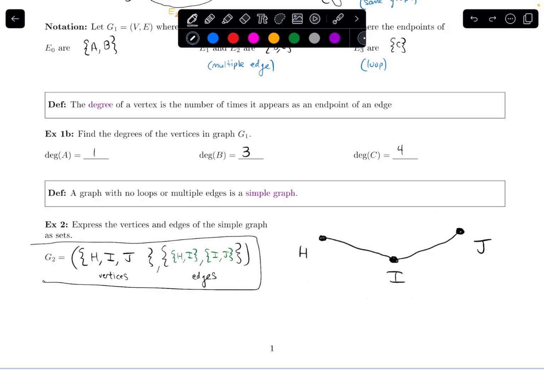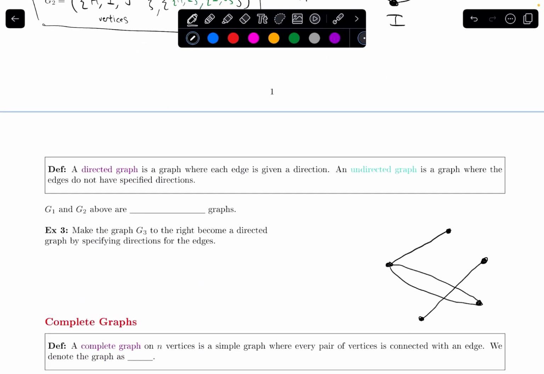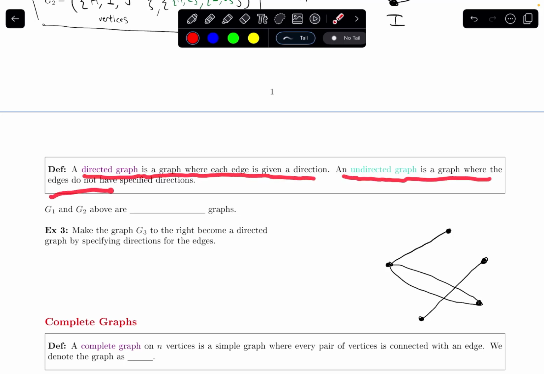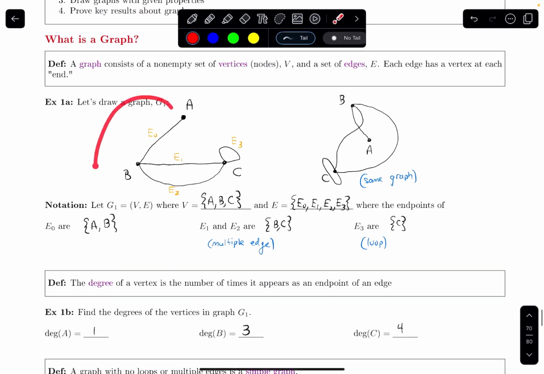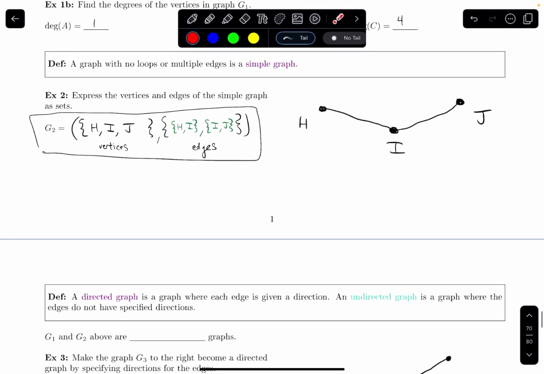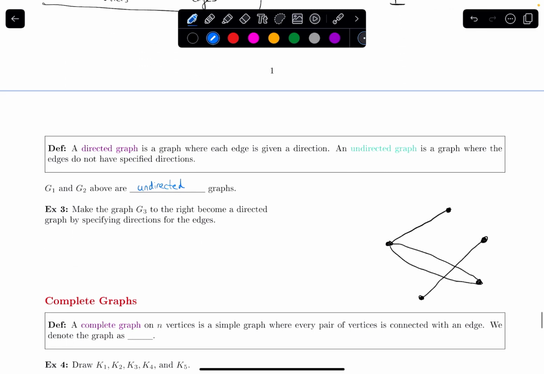Okay. All right, so let's flip it to the next page here. I want to end the video by talking about directed graphs and undirected graphs. A directed graph is a graph where each edge is given a direction. And an undirected graph is a graph where the edges do not have specified directions. So in the graphs that we looked at here, this one was G2, this one was G1. Well, there was no sense of directions that we were giving to the edges. So those two graphs were undirected graphs.